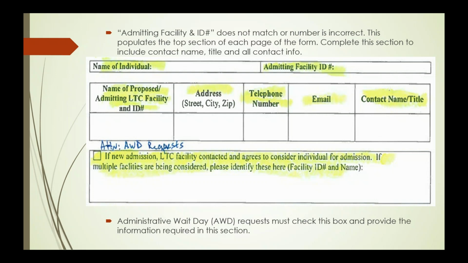And of course, for the administrative wait day beds, we ask that you check that box next to if new admission. The reason why is because this is where you're looking for other placements, and we do require that even though you've submitted an AWD request, that another long-term care form be completed requesting the long-term care placement as well. Next slide, please.